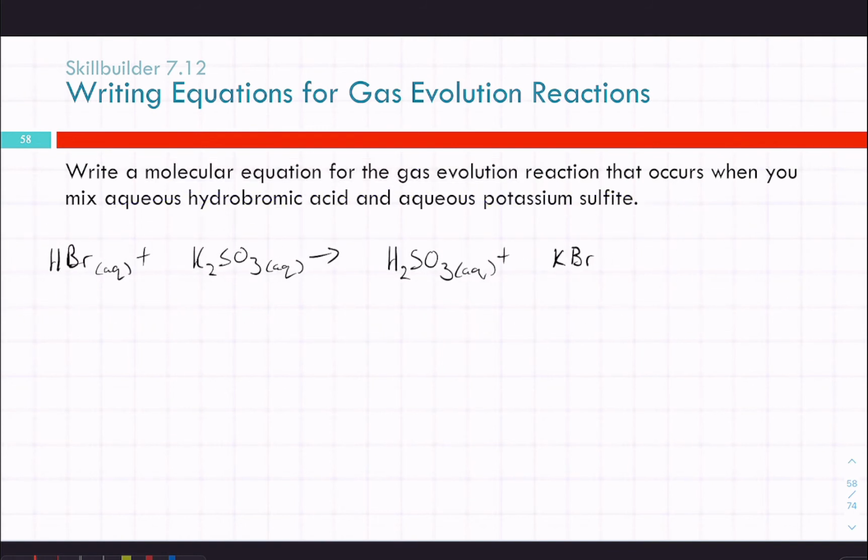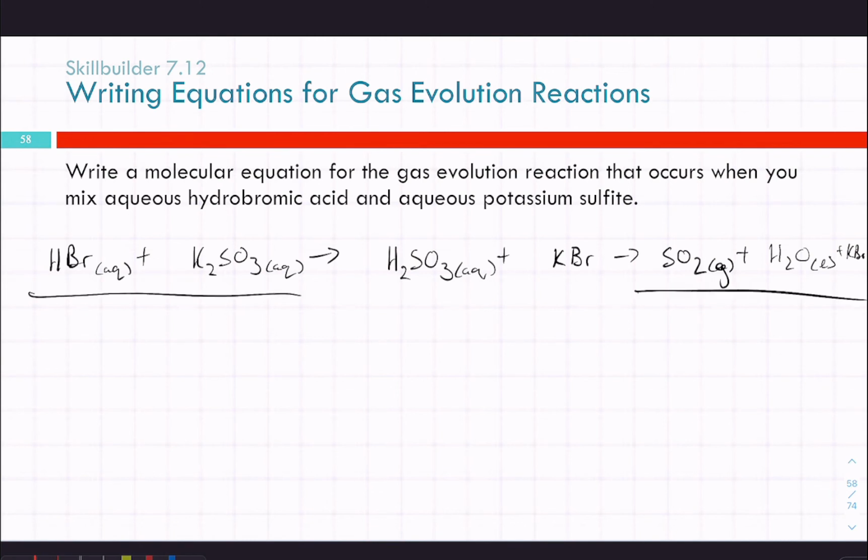And then at this point, you have to recognize that this is sulfurous acid, right? The H2SO3, it's a sulfite. So that's going to break down into SO2, which is a gas, and H2O, which is a liquid. And then you'll still have KBr in solution. So your final reaction, you leave out that intermediate step and you write the reactants on the left side and your final products on the right side.